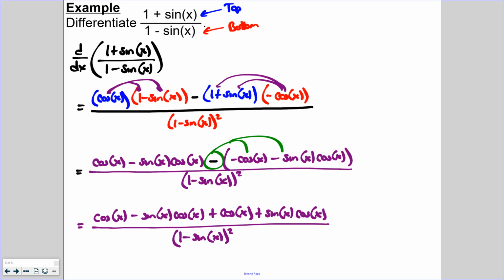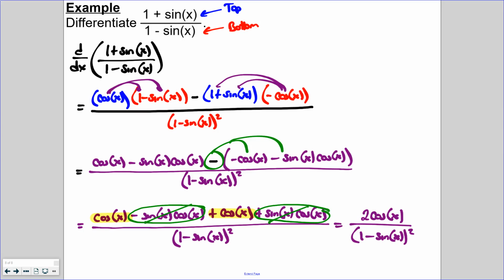All right, well, you can see that we have a negative sine times cosine on the top and a positive sine times cosine on the top. So those are going to cancel out. We can also see that we have a cosine plus a cosine. Those are like terms, so we can add them together, giving us 2 cosine of x all over the quantity 1 minus sine of x squared as our derivative.